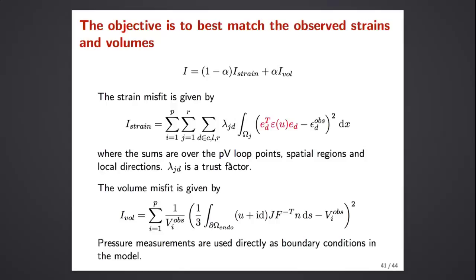The d is the sum over the directions of the ultrasound for the coordinate system. The other sum is over the loop points, so essentially here is the sum over time, and here is the sum over the spatial regions. Similarly, the volume fit is given by, we'd like to match the volume given by the model to that circle.